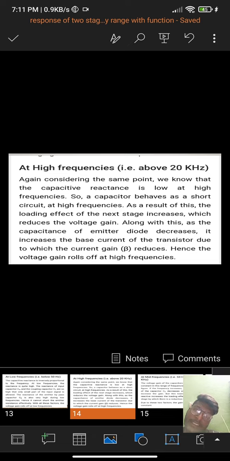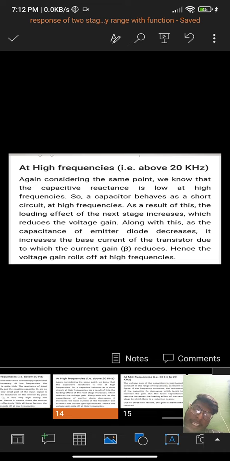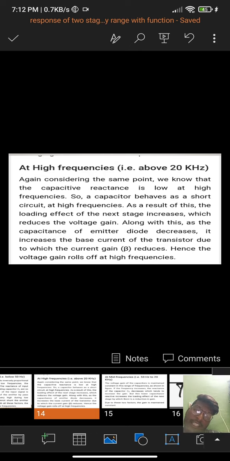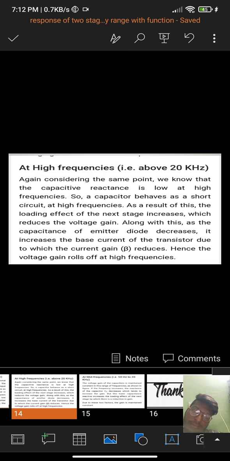At high frequencies, we know that the capacitive reactance is low, so the capacitor behaves as a short circuit at high frequencies. As a result, the loading effect on the next stage increases, which reduces the voltage gain. Along with this, as the capacitance of the emitter diode decreases, it increases the bias current of the transistor, due to which the current gain reduces. Hence, the voltage gain rolls off at high frequencies.